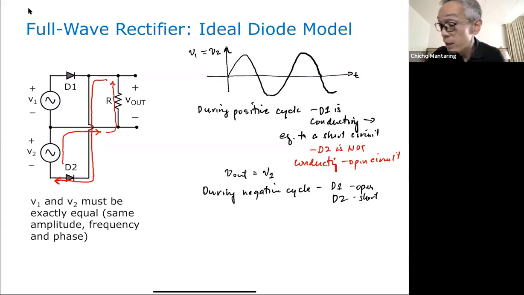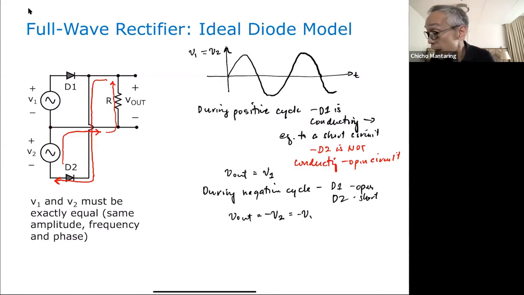Okay, if D2 is short, anong value ng V out? So ito open, so wala nang kinalaman tong V1. Ito shorted, tignan natin, yung positive terminal ng V out nakakabit sa negative terminal ng V2, samantalang yung negative terminal ng V out nakakabit sa positive terminal ng V2. In other words, V out is equal to minus V2, which is equal to minus V1.